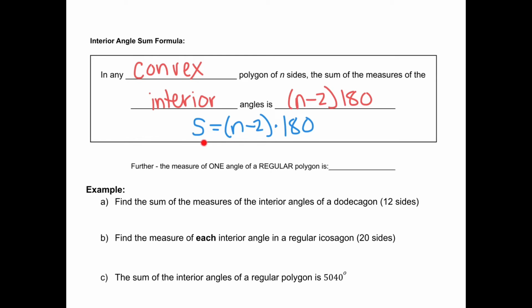So we use this formula, S, which represents the sum. So the sum of the interior angles is n-2. The n is the number of sides, just like from the chart when we were naming the polygons. N is the number of sides, subtract 2, and then multiply that answer by 180.